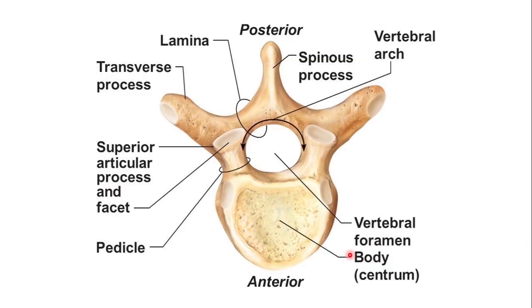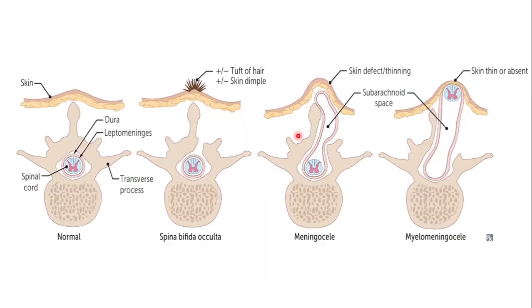Okay. So this basically is our vertebral body. This is the anterior portion of the vertebra, and this is the posterior portion of the vertebra, and this is the vertebral foramen through which the spinal cord passes, okay? So this here is the spinous process, this is the transverse process, and this is the lamina, and this arch right here is called the vertebral arch, okay?